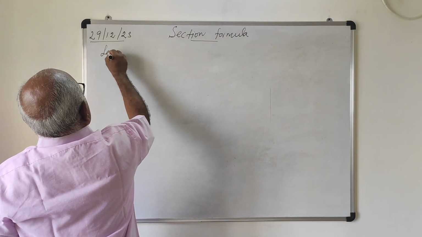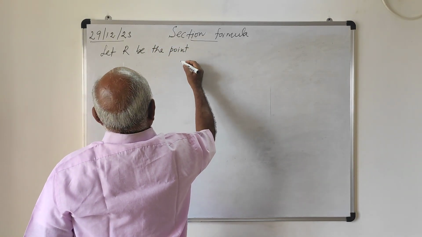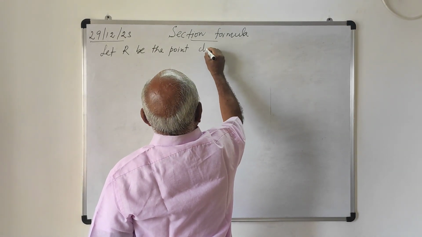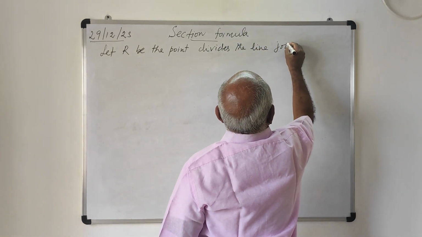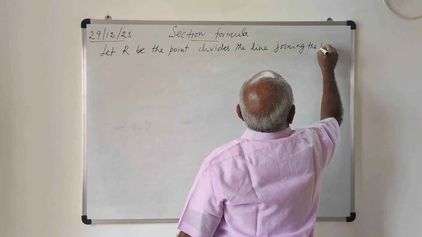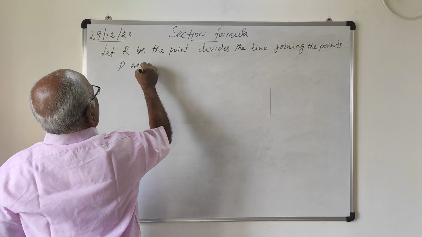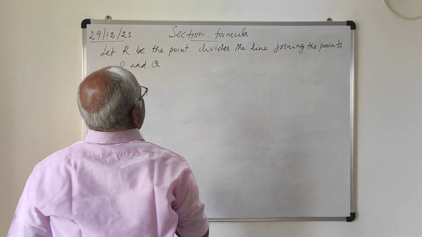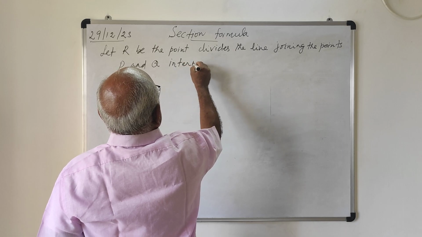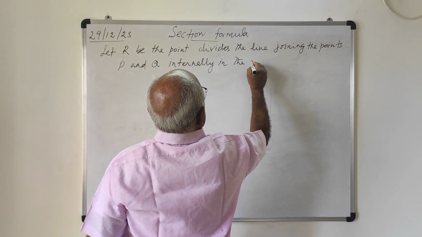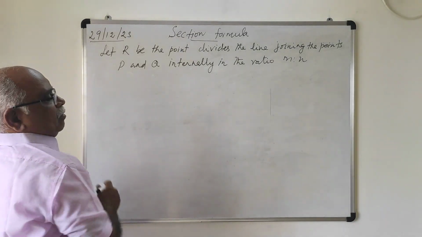Let R be the point dividing the line joining the points P and Q internally in the ratio m:n. If it is so, we have to find the position vector of the point R.